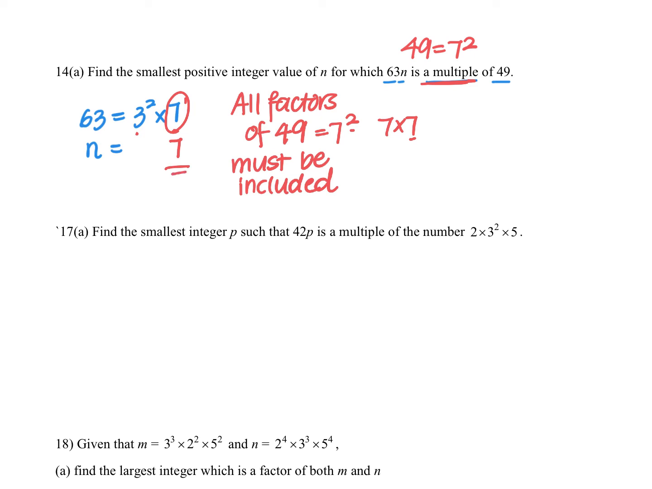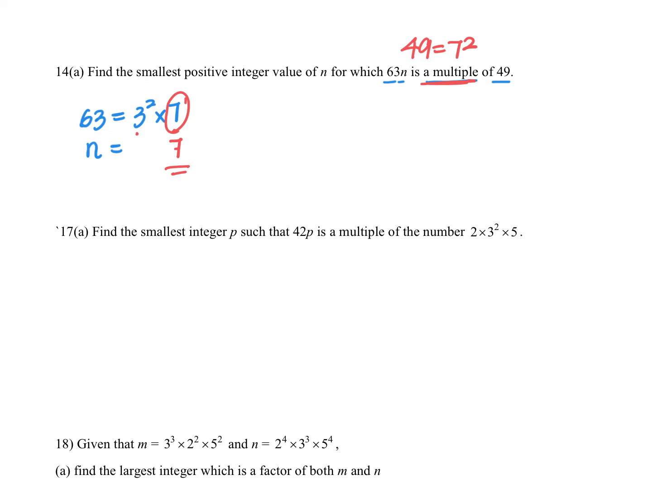So when you say it's a multiple of 49, all of the factors of 49 must be included inside. In this case, for 63 there's only one factor 7, so I need to include one more factor and multiply it with the number 7 so that it can become 7 squared. So this is the first method. We have gotten the answer n equals 7. By observation, you observe what factors are missing. This is method number 1.